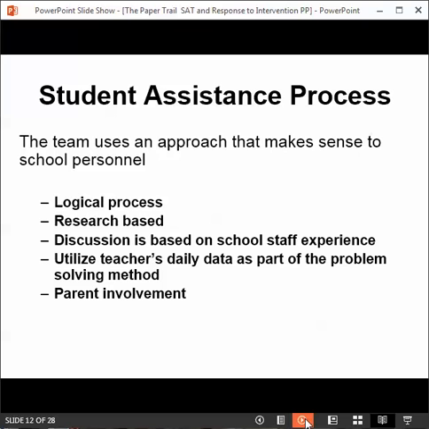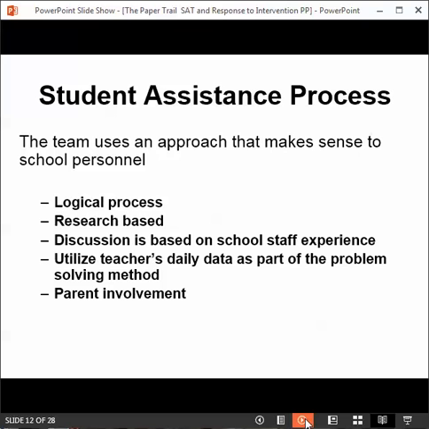So the student assistance process, the team uses an approach that makes sense to school personnel. It's a logical process. It's research-based. It's not just, oh, let's try this idea. There is discussion based on school staff experience. What have you tried with the student that works? What could we do? Utilize teachers' daily data. They take the teacher's information into account as part of the problem-solving method, and they involve the parent.